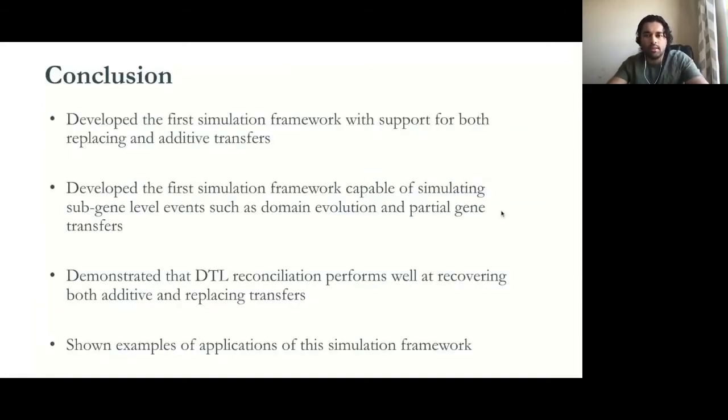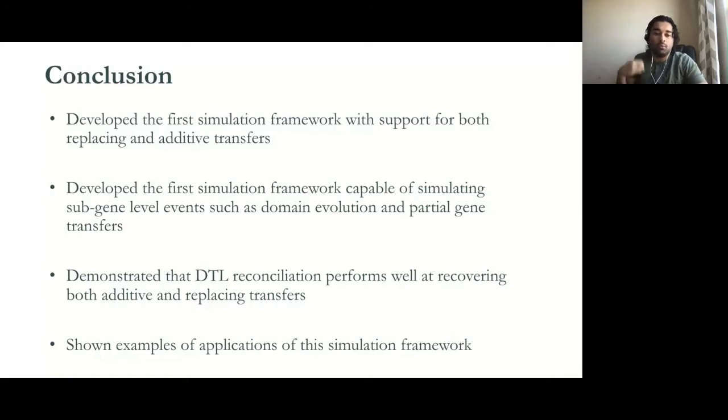So in conclusion, we developed the first simulation framework with support for both replacing and additive transfers, which allows us to combine some of the useful features that exist independently in other methods, and also on top of that add other features which are useful for testing different hypotheses, which include simulating subgene level events such as domain evolution and partial gene transfers. And using this, we can now show that DTL reconciliation performs well at recovering both types of transfers, even without knowing how to tell the difference between the two.